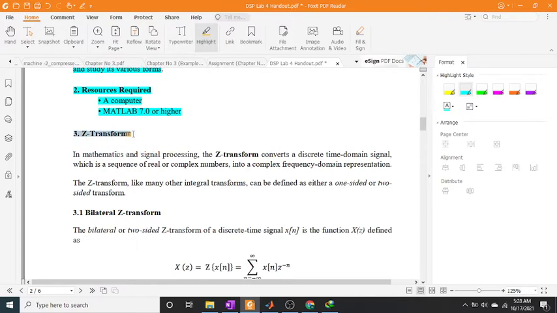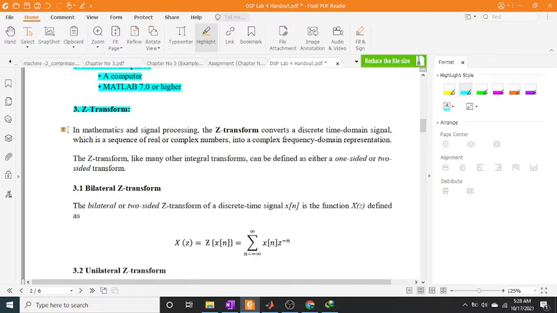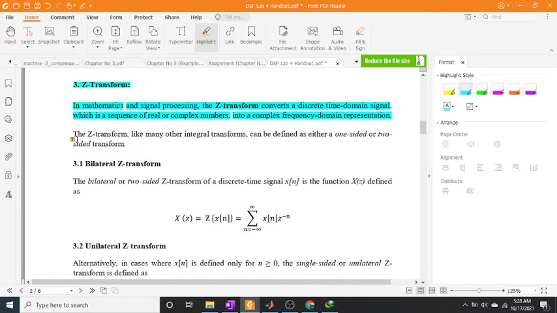3. Z-transform. In mathematics and signal processing, the Z-transform converts a discrete time domain signal, which is a sequence of real or complex numbers, into a complex frequency domain representation. The Z-transform, like many other integral transforms, can be defined as either a one-sided or two-sided transform.